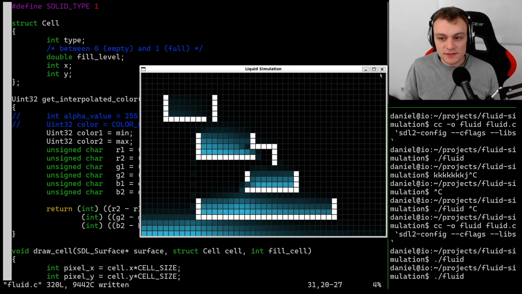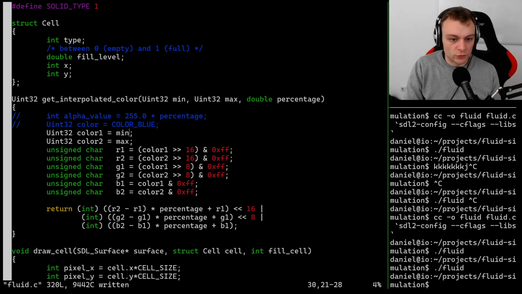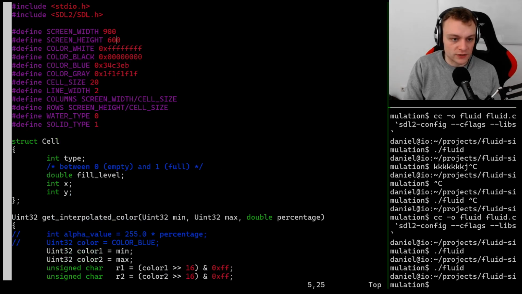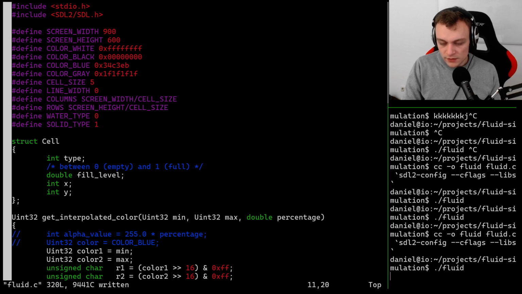Let's just... What is something we can test right now? Maybe we should test a bit more fine-grained simulation, because right now we're dealing with a pretty rough grid with a cell size of 10. Let's change it to 5. Let's remove the line width, so no lines are going to be drawn. Let's see how that looks like.